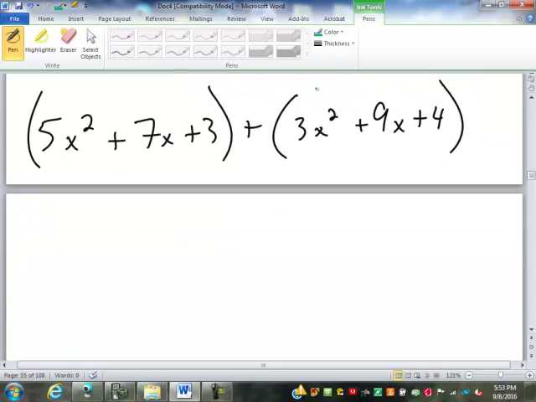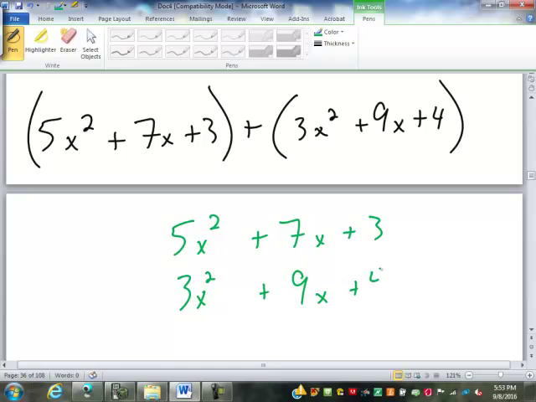I can write this out just like I would any whole number addition. Write the first number down, 5x squared plus 7x plus 3, and then I line up my place values. 3x squared goes under the 5x squared. 9x goes under the 7x. 4 goes under the 3. And I am adding down my columns.